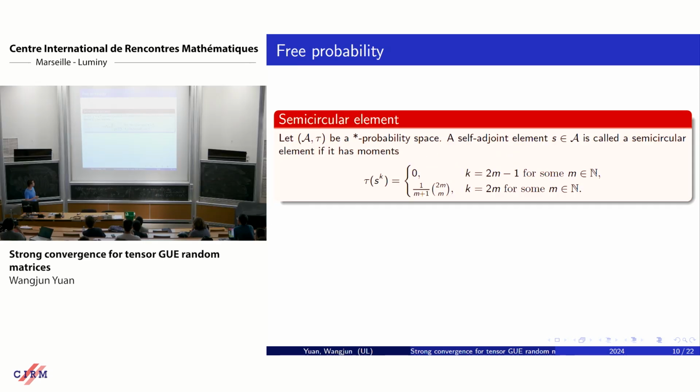Okay, next, let's go to the definition of the semicircular element. So I suppose (A, tau) to be a star probability space. An element S, if it is self-adjoint, and if its moments satisfy this formula, that's the odd moments are zero. And the even moments are given by the following. If the power k is 2m, then the even moment is 1 over m plus 1 times the combinatorial number, we choose m from 2m. And then the element is said to be the semicircular element.